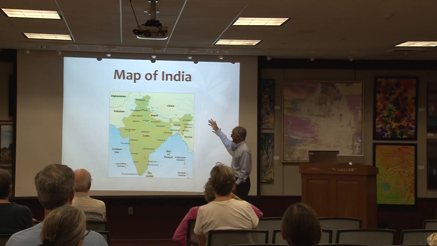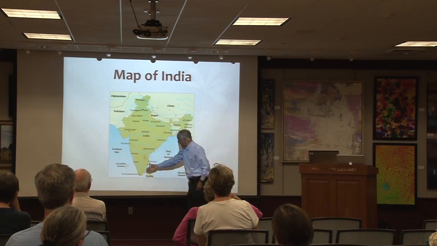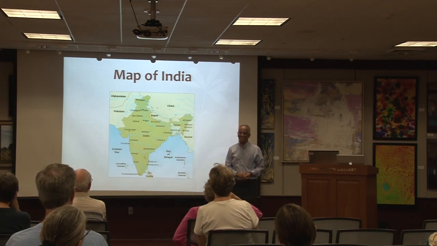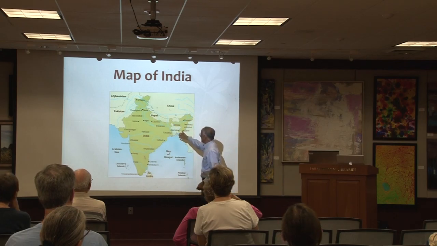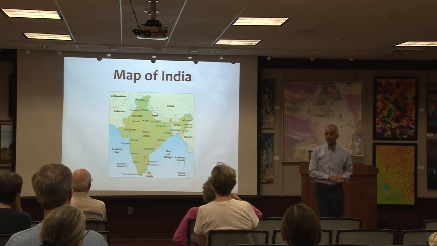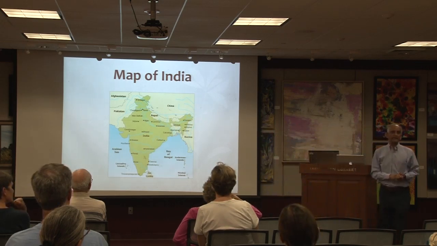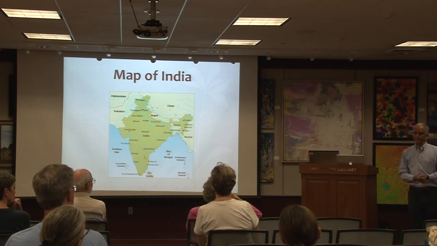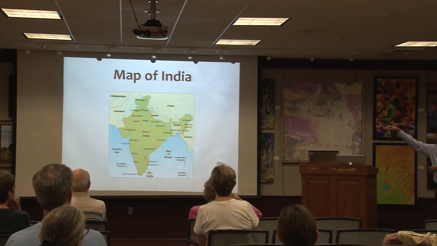Just to give you an idea of how big the country is, from the southern end to the northern end, it's around 2,000 miles. And the width, between Calcutta and the widest point, is around 1,200 miles. It's a fairly sizable country, about one third the size of the US, because it has about three times the population of the US. That's a different story. So that's a general map of India. You have an idea of where it is.